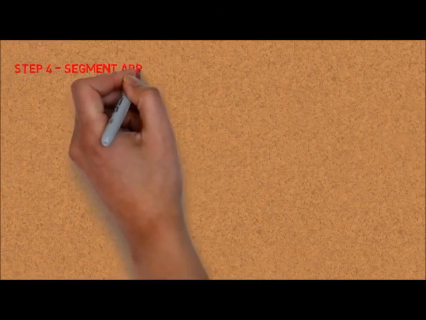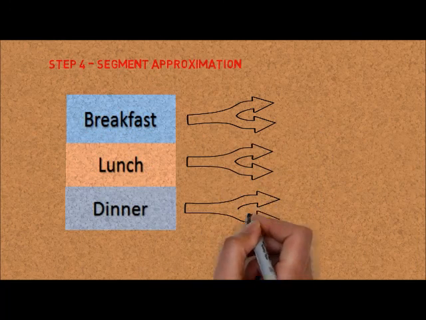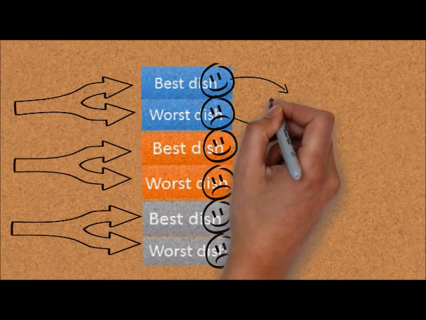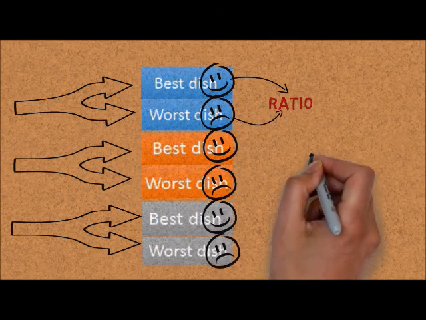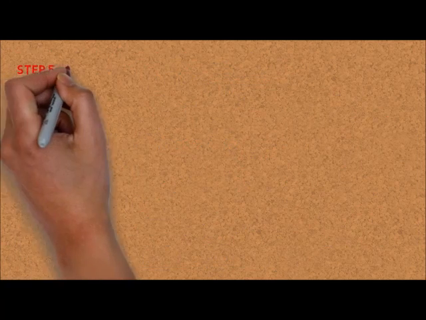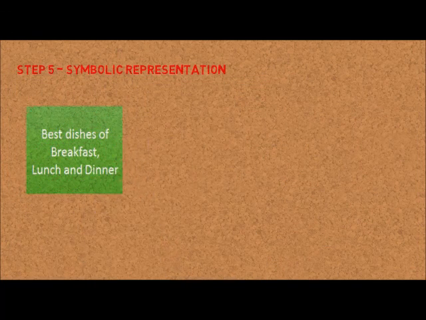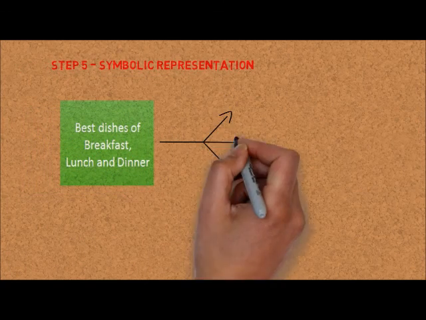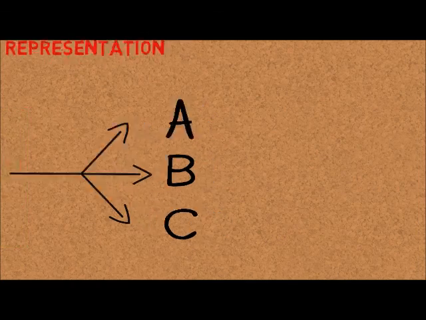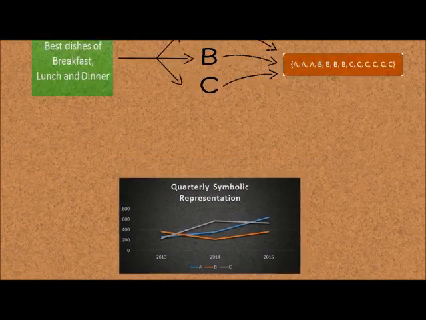Step 4. Segment approximation. For each segment, we can deduce the ratio of the best and the worst dish for that period. We can then know how much resource to allocate or which dish to discontinue to save costs since it is not selling well. Step 5. Symbolic representation. We then take the best dish for all 3 segments and give them a symbolic representation. A will be the best dish for breakfast, B for lunch and C for dinner. A graph can then be plotted to compare each year's.